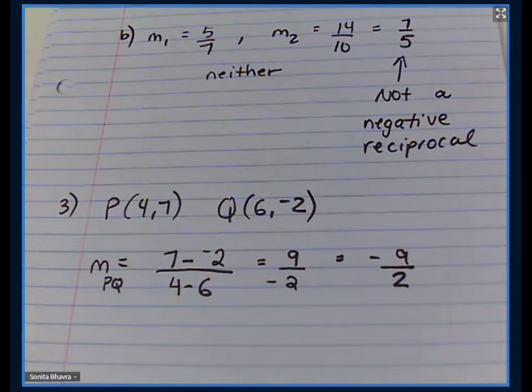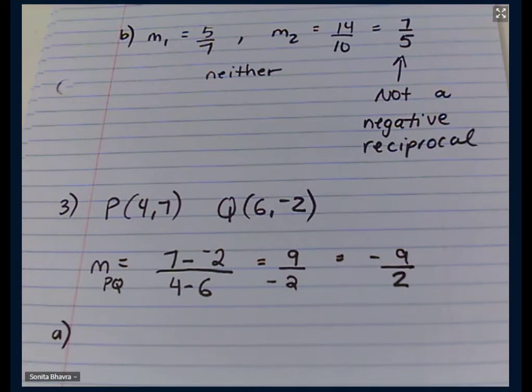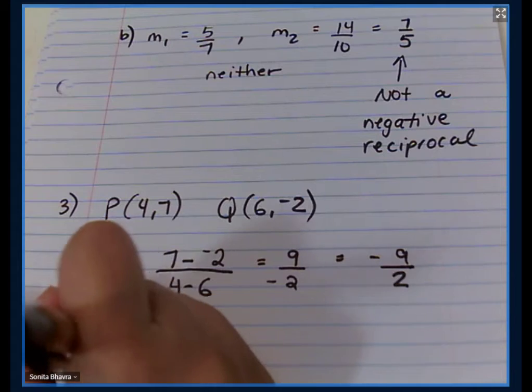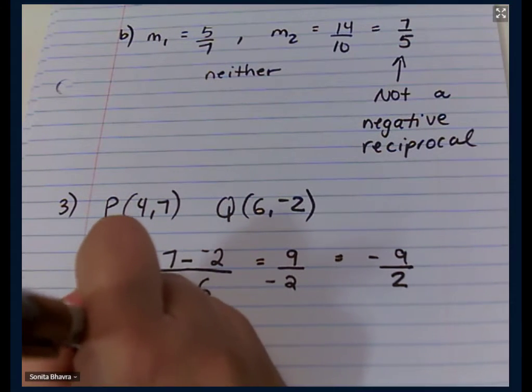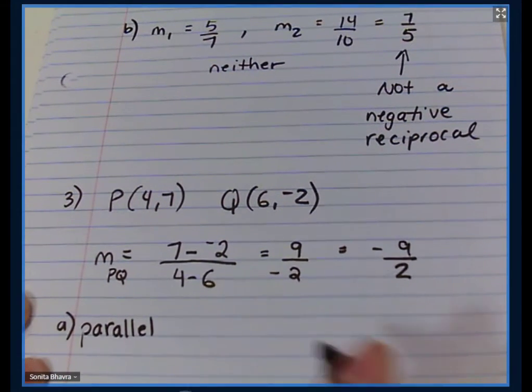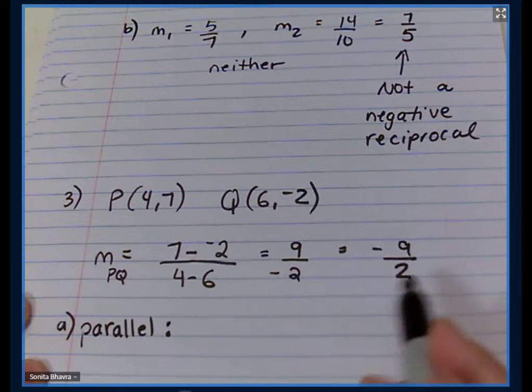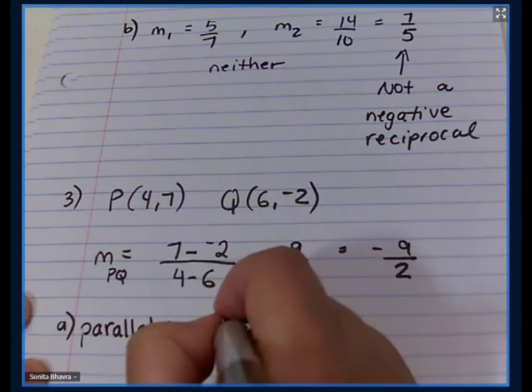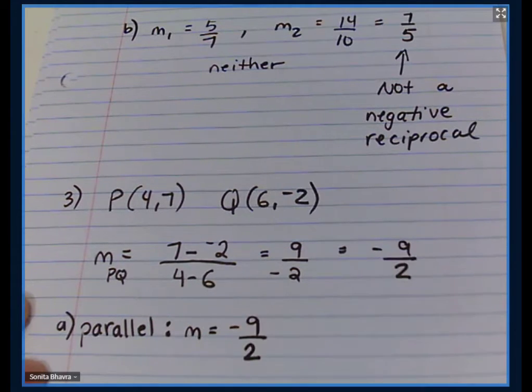The next part of the question asks us to find the slope of a line segment that will be parallel to line segment PQ. So to be parallel, the line segment has to have the exact same slope. So the slope would have to equal negative 9 over 2.